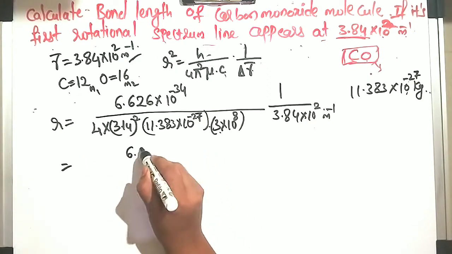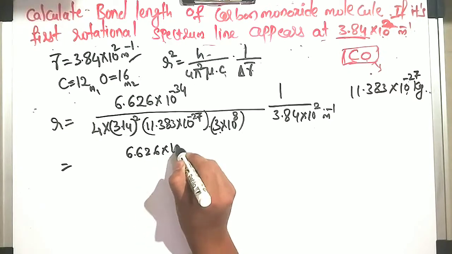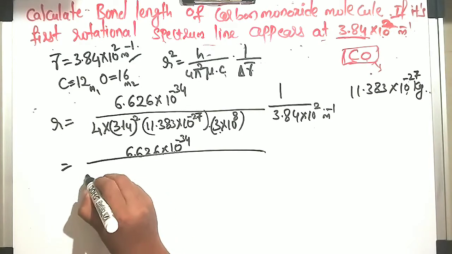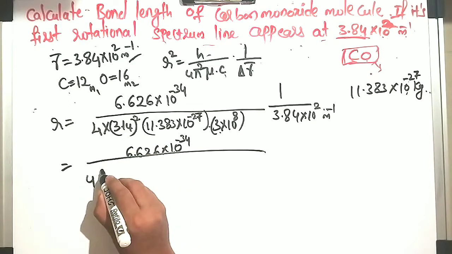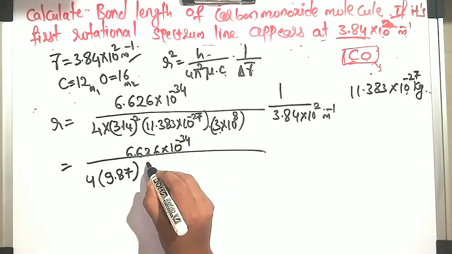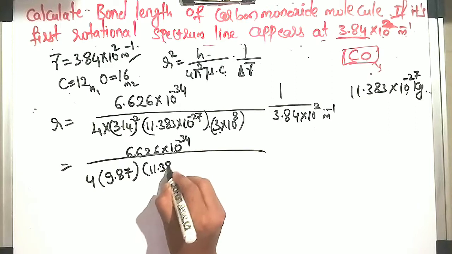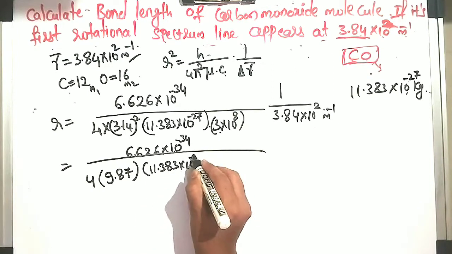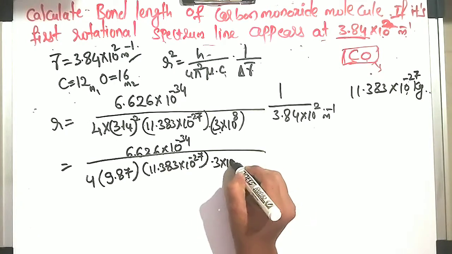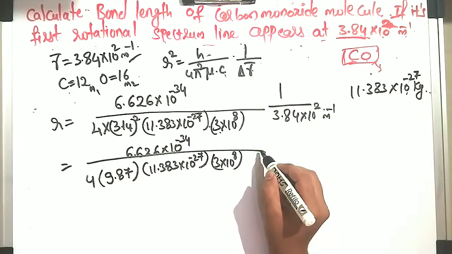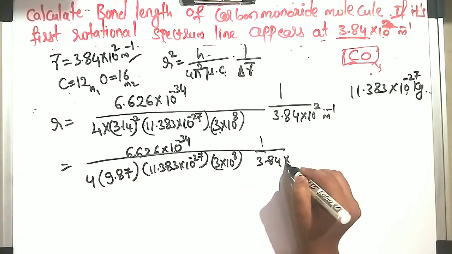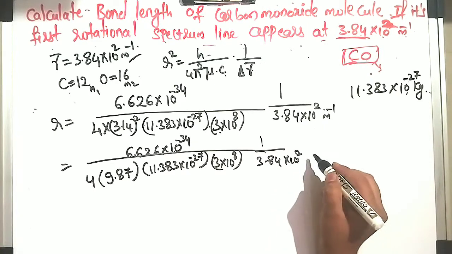So what will we get? 6.626 into 10 to the power of minus 34 divided by 4 pi square, so we'll get 9.87. Again this value, 11.383 into 10 to the power of minus 27, into 3 into 10 to the power of 8. Okay, and we have this 3.84 into 10 to the power of 2. Step by step we'll see.